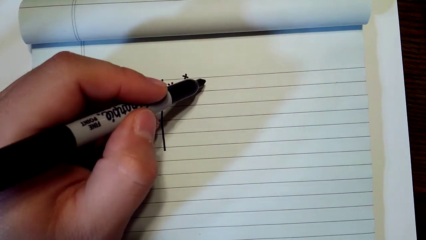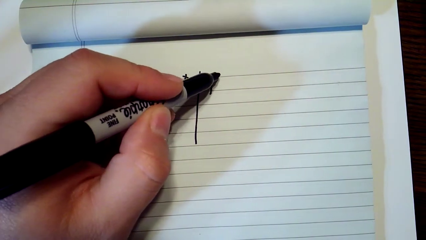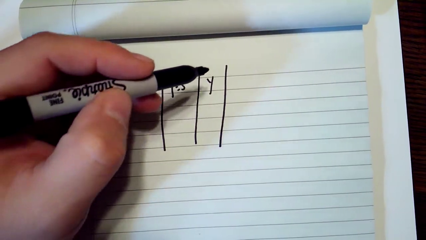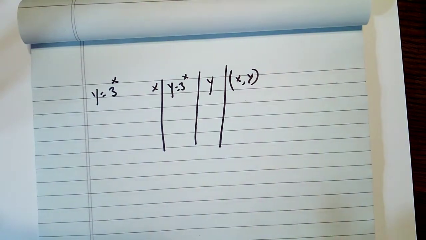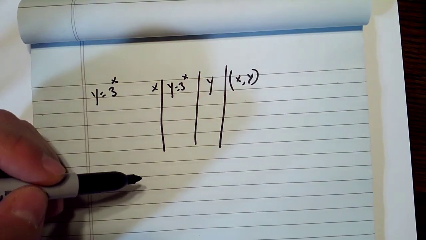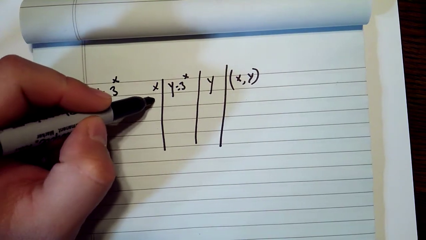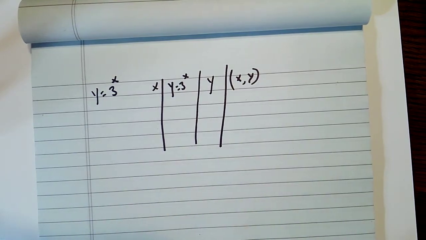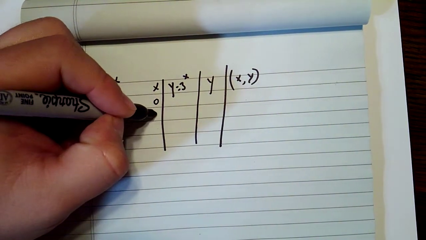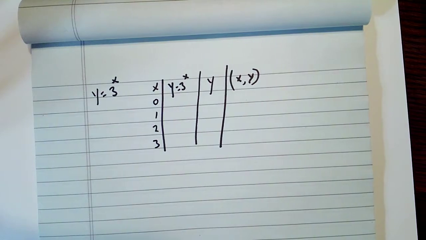So I'm going to set up my table. We got x. We have our y equals 3 to the x column, and then we have our y column, and then I am going to make an x, y column, which is the coordinate points, right? And so on this one, I get to pick the points. They picked the same points I would use. Let's use the regular colors for this. 0, 1, 2, 3, right? Now we'll start switching colors.